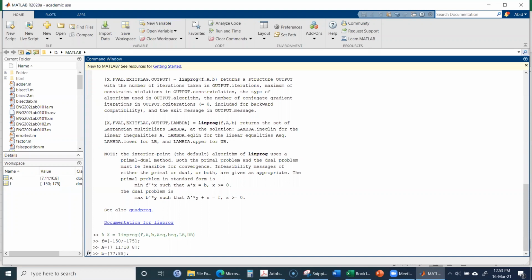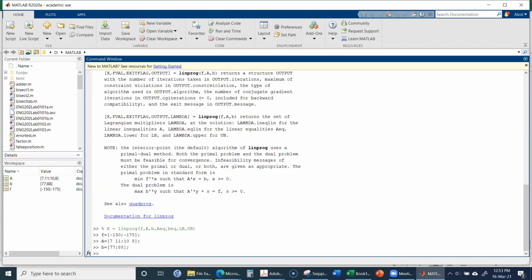Okay, so that will be B. And next, there are no equality constraints in this example. So in this case, AEQ and BEQ are the equality constraints, but there are no equality constraints. So therefore we will take AEQ equal to 0, 0, 0, 0, okay?